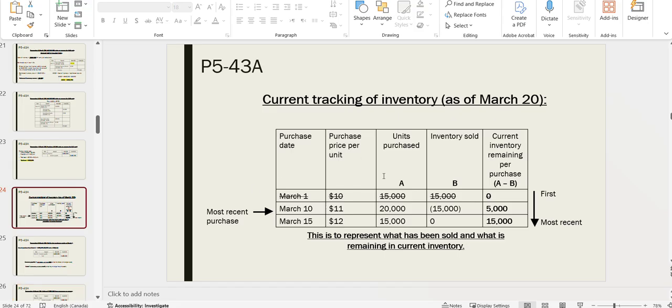You update your current inventory. You purchased 15,000 items for 12. So now you have 5,000 items here and another 15,000 items, which is your most recent purchase on March 15th. So if you had any sale after transaction number 4, you need to first use these 5,000 items and then go for these 15,000 items purchased on March 15th.